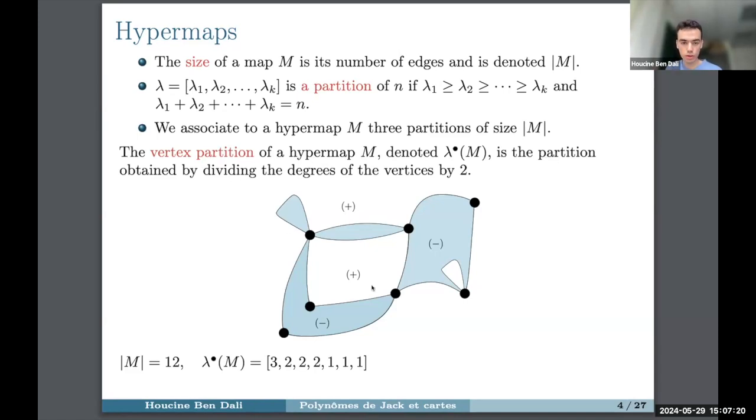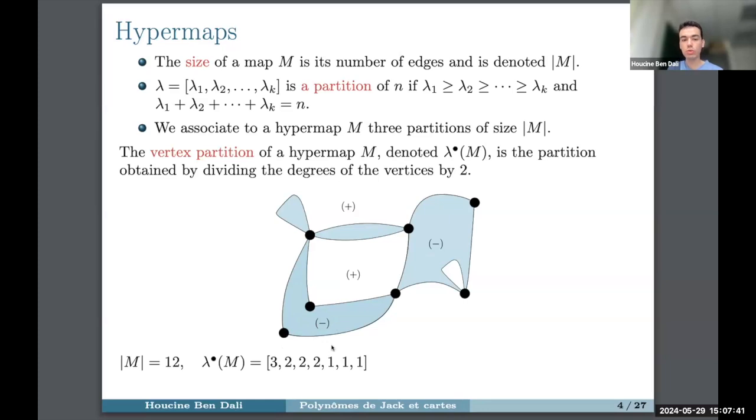So in this case, we have this vertex partition. Here, for example, we have a vertex of degree 6. We divide by 2, so we obtain this part 3 in the partition. Here we have a vertex of degree 2, we divide by 2 and we obtain a part 1. And we do the same for all the vertices to obtain this partition.